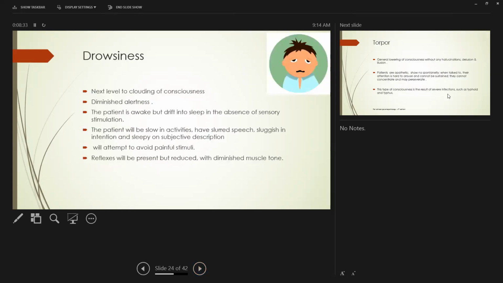Then there is drowsiness. Drowsiness is next in level to clouding of consciousness. In this, there is diminished alertness. The patient is awake but may drift into sleep in the absence of any sensory stimulation. The patient will be slow in activities, have slurred speech, be sluggish in attention, and sleepy on subjective description. They will attempt to avoid painful stimuli, and reflexes will be present but reduced, with diminished muscle tone.